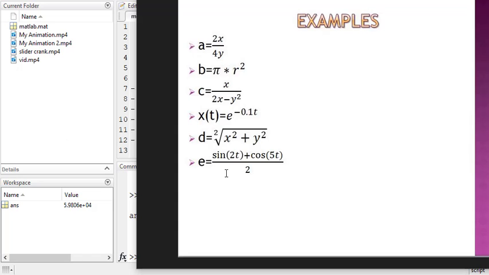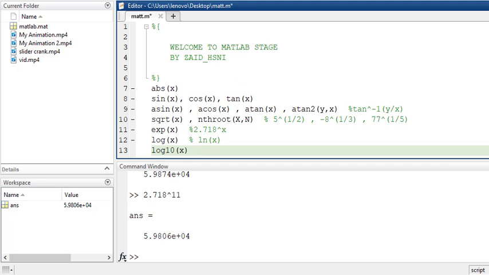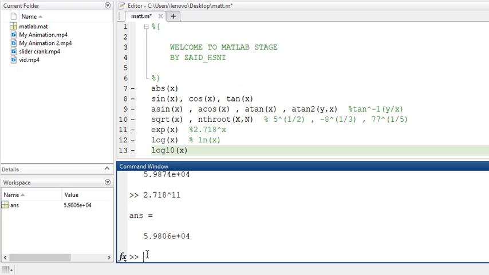The first example is a equals 2x over 4y. Let's try it in the command window. First, we have to initialize the arguments or inputs. x will be equal to 2 and y is equal to 3.1. So a is equal to 2x divided by 4y. Hit enter. Our result is 0.322.